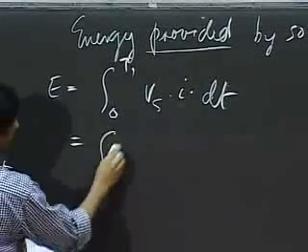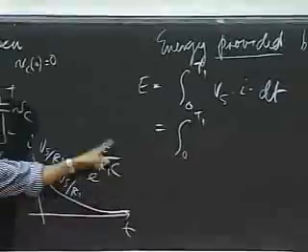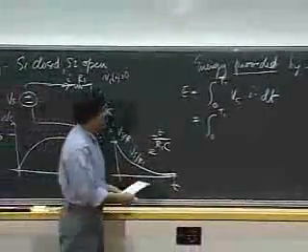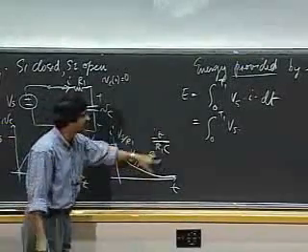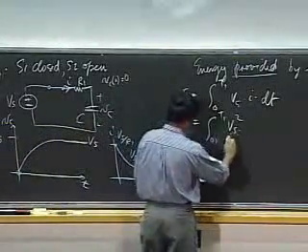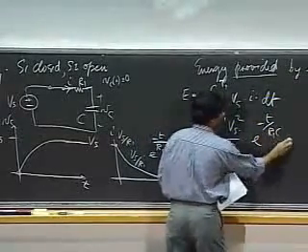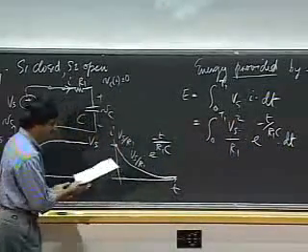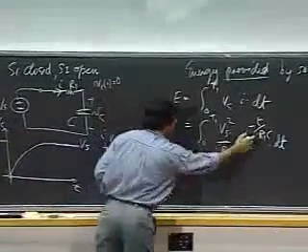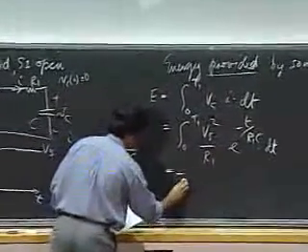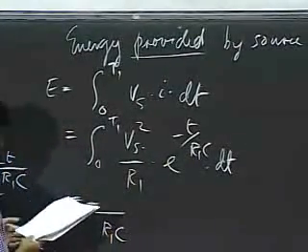And let me go ahead and substitute for Vs, and substitute for I with this expression here. So it's Vs times I, and I is Vs divided by R1 times this expression here. So that gives me Vs squared divided by R1 times e to the minus t over R1C, dt. Let me carry out the integration there, and I get minus 1 by RC.